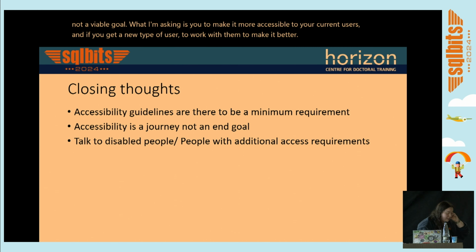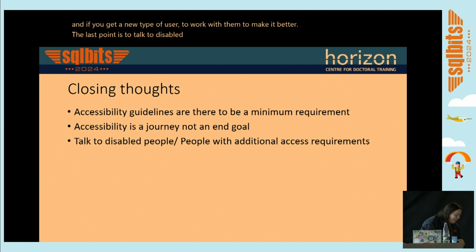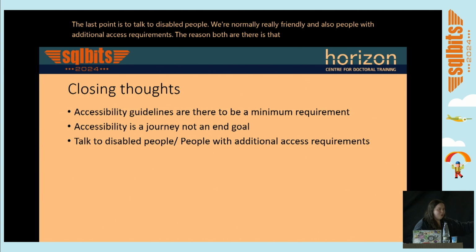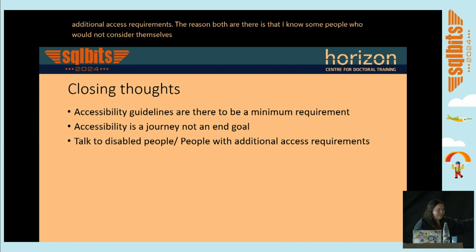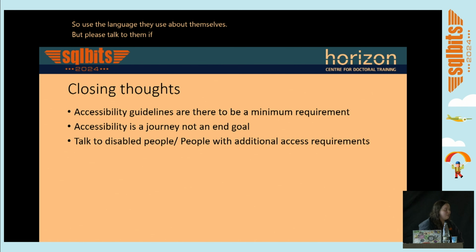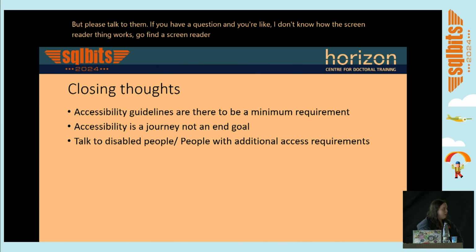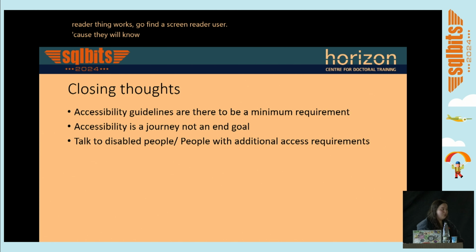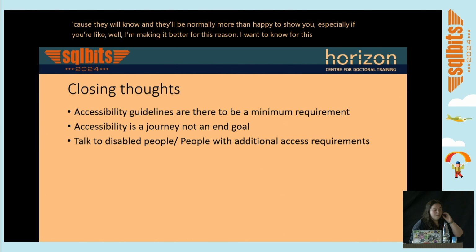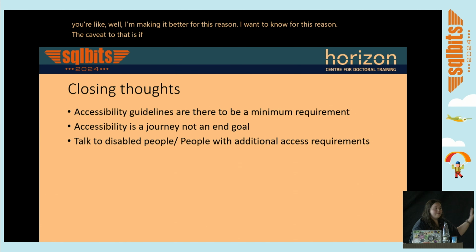The last point is to talk to disabled people. We're normally really friendly. And also people with additional access requirements. The reason both are there is that I know some people who would not consider themselves disabled and yet need things that will help them. So use the language they use about themselves, but please talk to them. If you have a question and you're like, I don't know how the screen reader thing works, go find a screen reader user. Because they will know, and they'll normally be more than happy to show you, especially if you're like, well, I'm making it better for this reason. I want to know for this reason. The caveat to that is if someone doesn't want to, please don't. They have the choice to say, I don't have the energy for that.